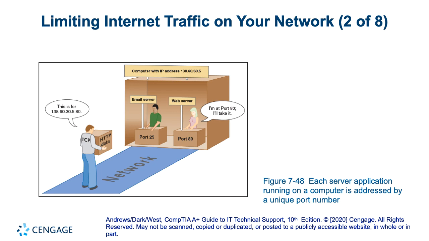Ports 49,152 to 65,535 are called dynamic or private ports, and any application can use them as long as the port is currently open and free on that computer. And here in this depiction, you have some web traffic, HTTP data. So it's addressed to this computer with the IP address of 138.60.35, port 80, and so it's going to the web server on that computer.